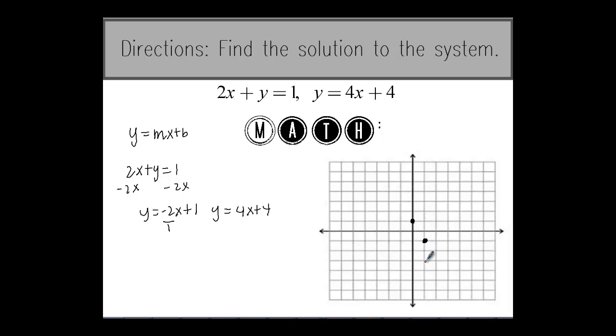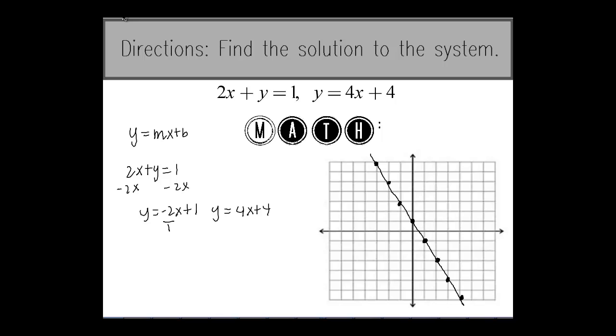Then I'm going to go down 2 over 1 again, and again. Then I'm going to go the opposite direction. I'm going to be very clear with my points since I'm trying to find a place where these two graphs intersect. I want to make sure I have my points drawn perfectly. Then I draw a line through my points and graph my second equation.